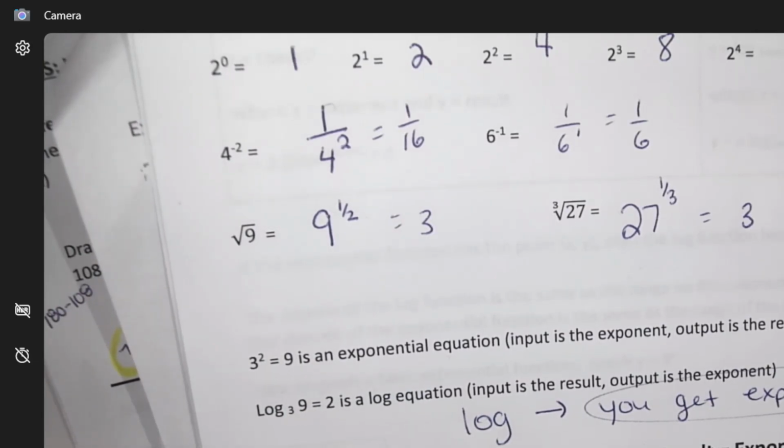Okay, so your brain doesn't usually think like that, right? Because you usually get what's the result of something. This time you have to think about what's the exponent in the situation. That's what we're going to do.